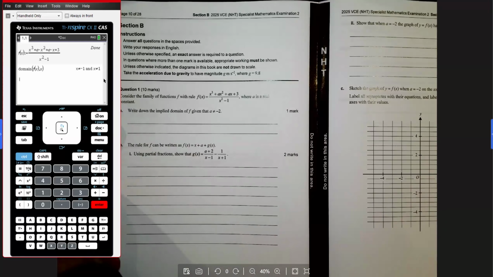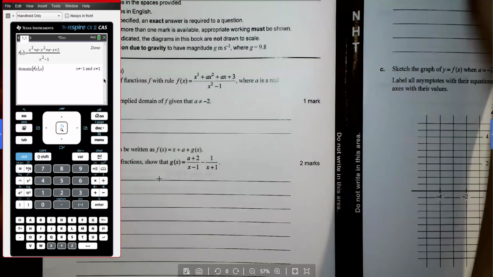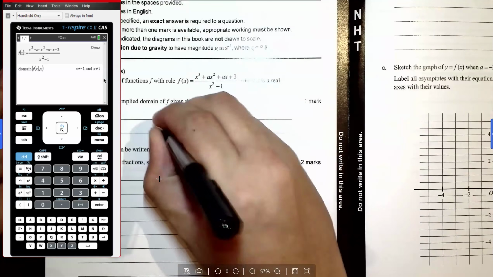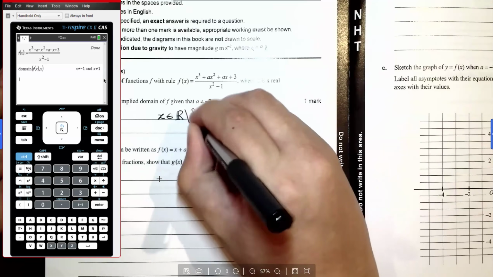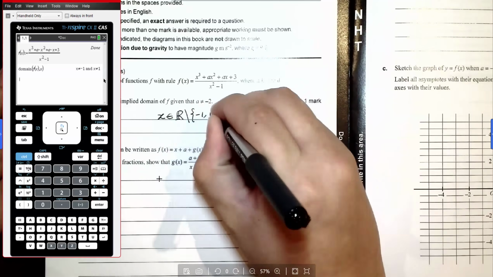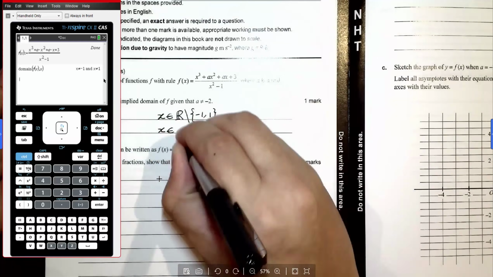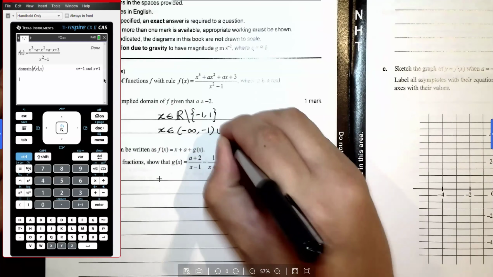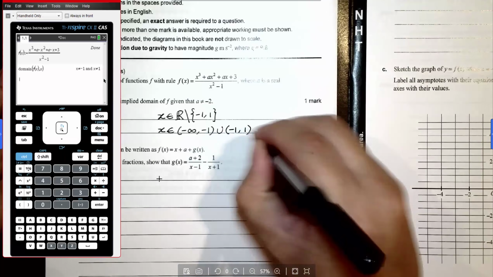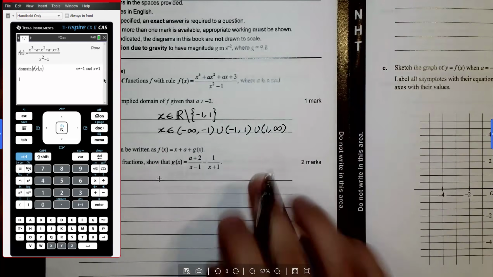What I'm going to do is write down x is an element of all real except for minus 1 and 1. I'll use the curly bracket here. Alternatively, I'm going to say x belongs to minus infinity, minus 1, union minus 1 to 1, union 1 to infinity. Okay, something along this line.